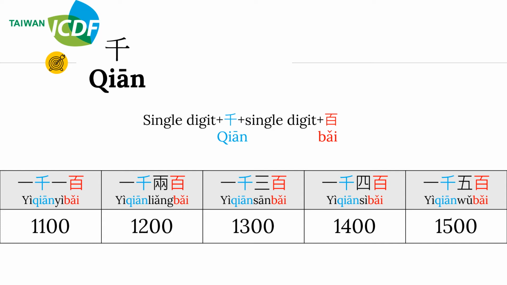1,100 is 一千一百, and next 一千两百, 一千三百, 一千四百, 一千五百.